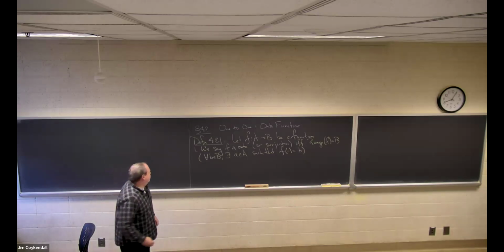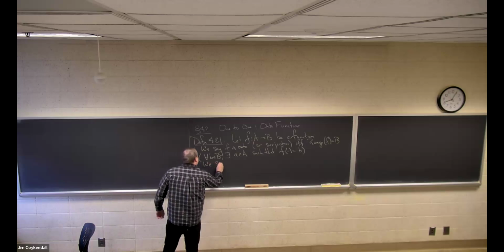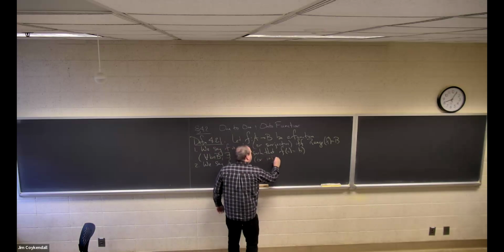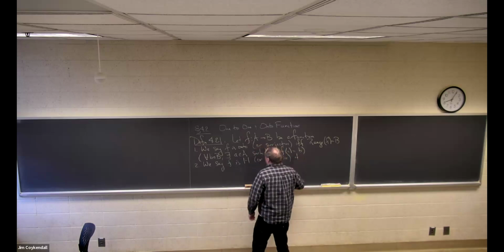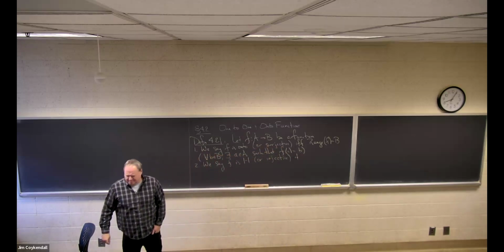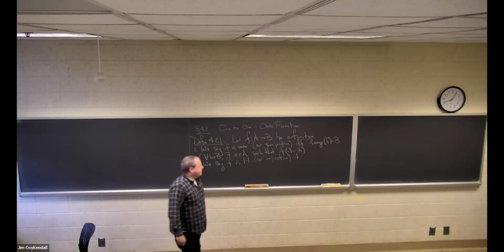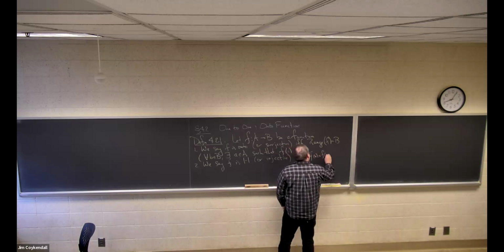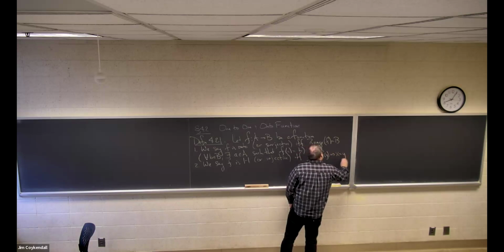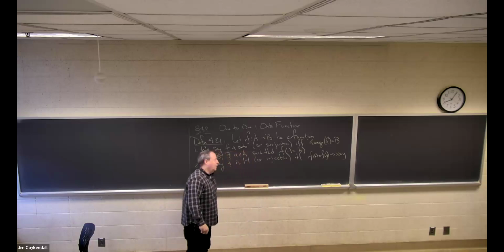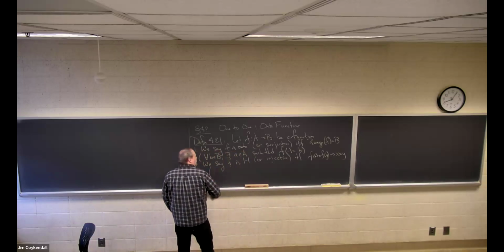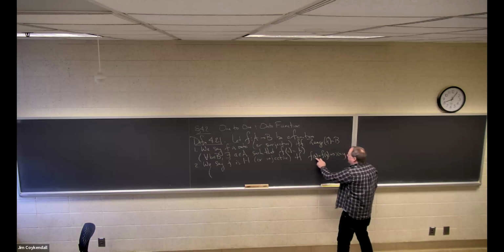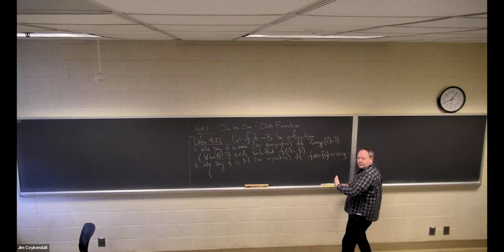We say that f is one-to-one, or injective, if and only if, for all x and y in A, f of x equals f of y implies x equals y. By the way, this characterization is usually the easiest characterization to work with when you're going to prove something.